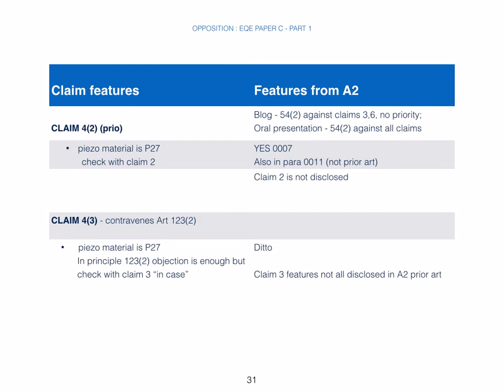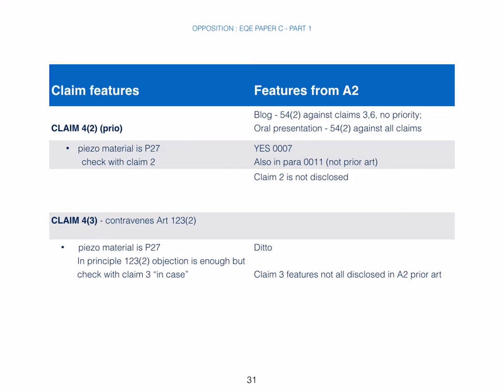Claim 4, is there piezoelectric material P27? Yes, in paragraph 7 of A2. So the feature of claim 4 is also disclosed. I've noted there that we need to check back for claim 2.